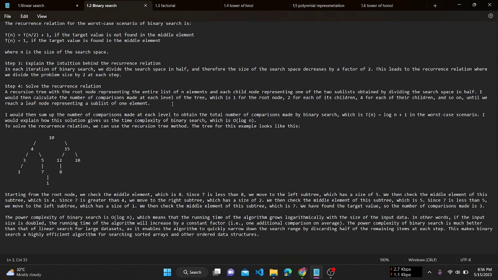In the worst case scenario, I would explain how this solution gives us the time complexity of binary search, which is O(log n). To solve the recurrence relation, we can use the recursion tree method. The tree of this example looks like this.